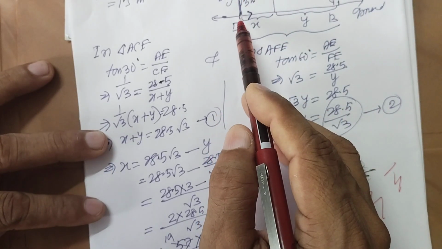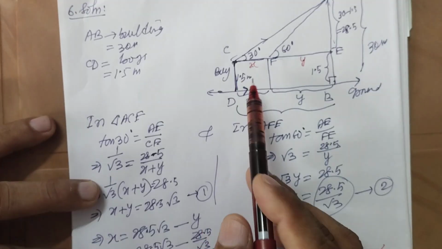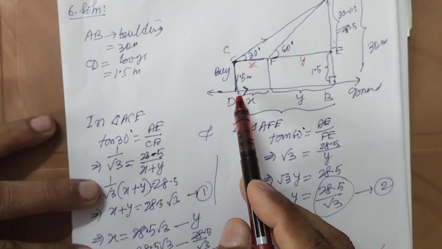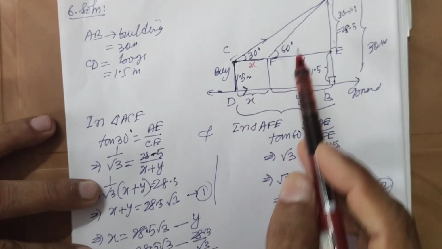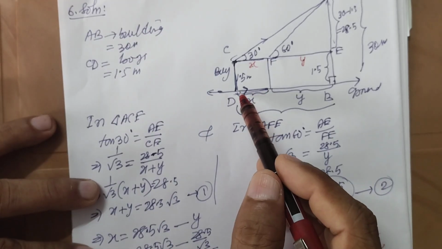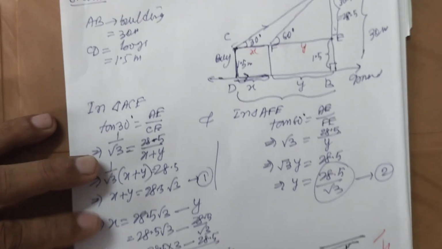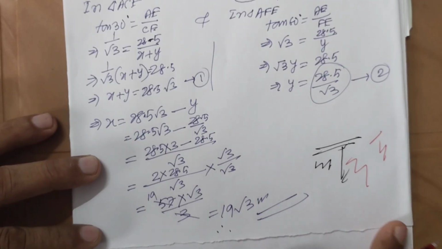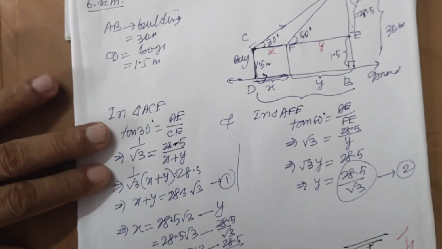Initially he was here and he was observing 30 degree. After walking a distance of x, he has observed 60 degree, and finally you got the value of x is 19 root 3. That means the boy has walked a distance of 19 root 3 meter. This is the solution for question number 6.